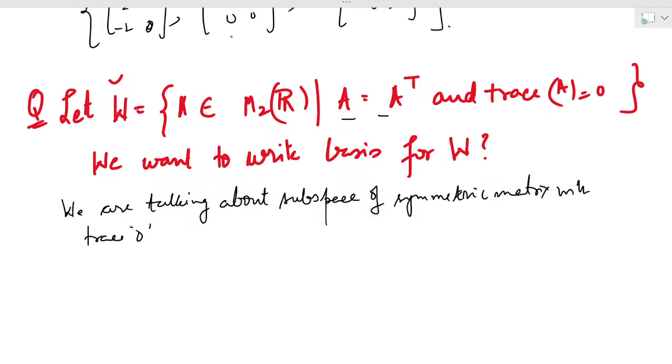Okay. Now you see, if I'm saying that, okay, sorry, it is M3. Okay, it is M3. Sorry. My mistake. So if it belongs to a subspace of symmetric matrix such that trace of A is equal to 0, then how to write the basis? Let us do it here. So what does it say?